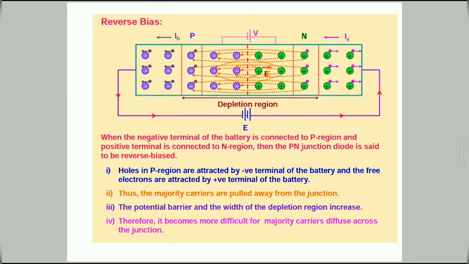In this situation, the applied voltage supports the potential barrier, due to which both the potential barrier and the width of the depletion layer increase. Under the effect of the external electric field, holes in the p region and electrons in the n region are pushed away from the junction. That is, they cannot combine at the junction. So there is almost no flow of current due to majority charge carriers.